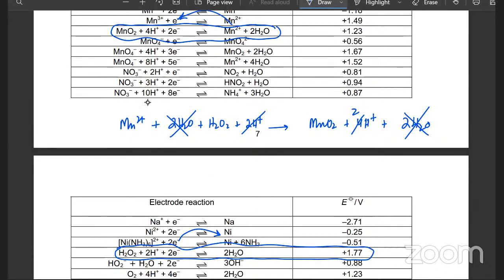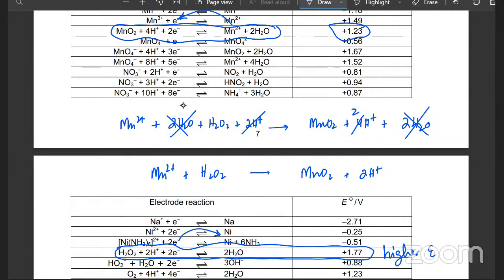You got Mn2+, H2O2, and the products are MnO2 plus 2H+. And you can find the E naught value. It's the higher potential, which is 1.77, minus the lower potential, which is 1.23.